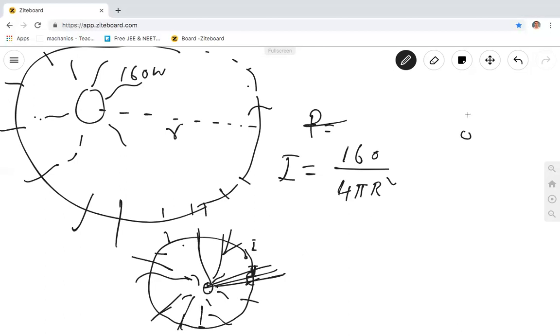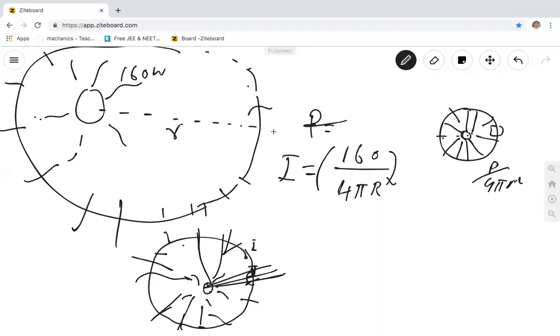Imagine there's a bulb and you cover this bulb by a sphere, a hollow sphere. How much energy is striking the sphere? The whole, the entire sphere. That means energy falls on the whole sphere. And how much energy does a unit area of the sphere receive? That is the power that it emits divided by 4 pi r squared. Okay, this is the intensity here.